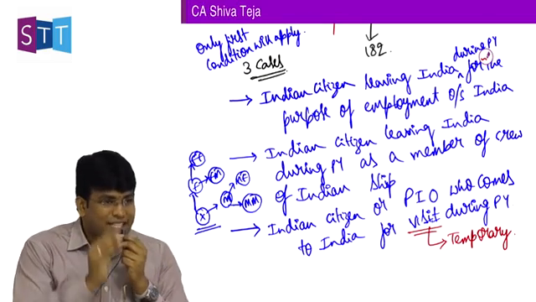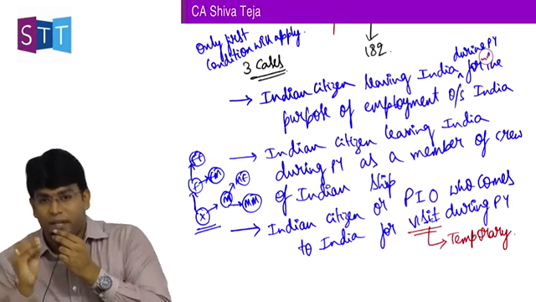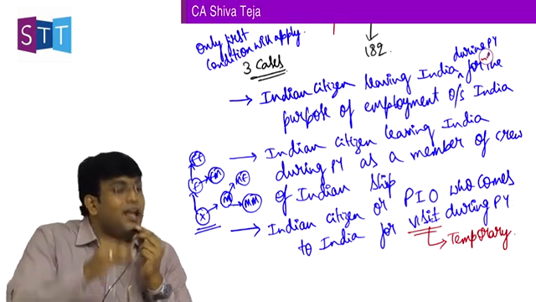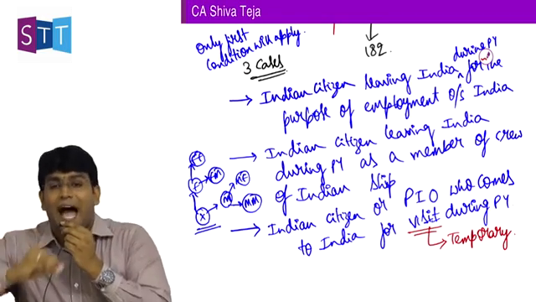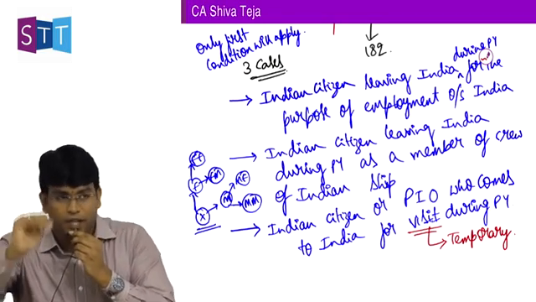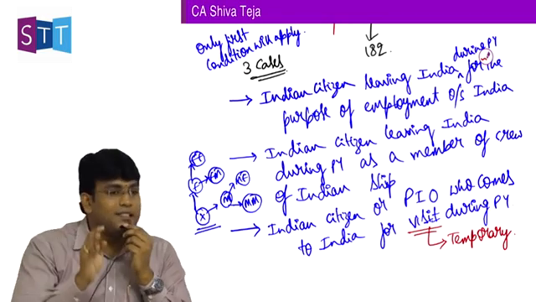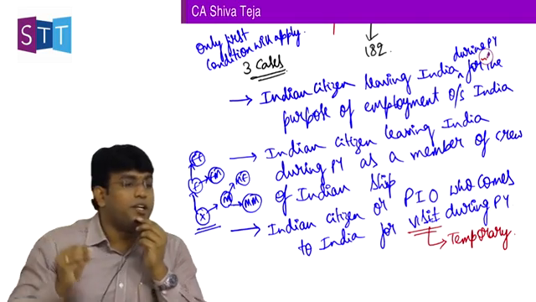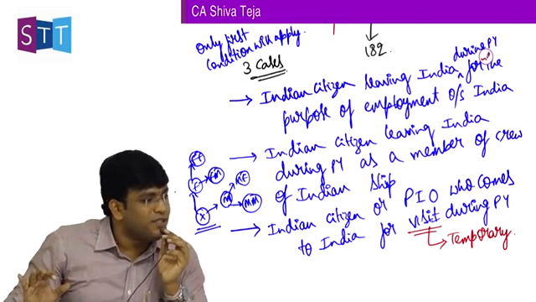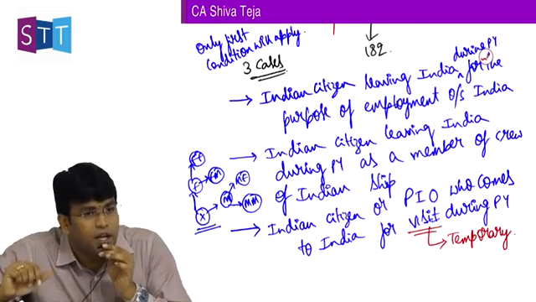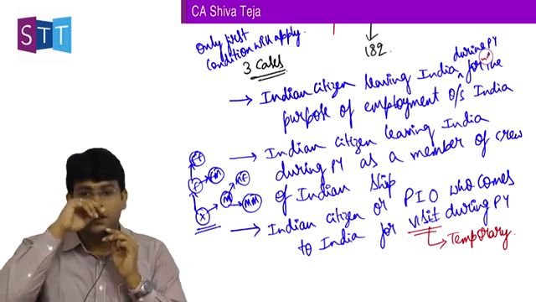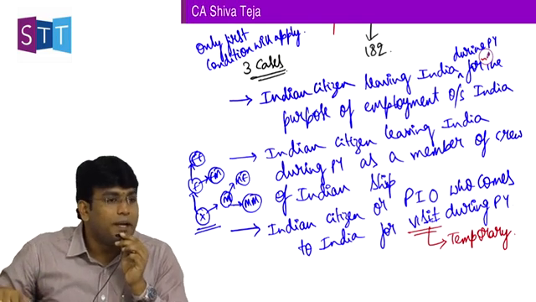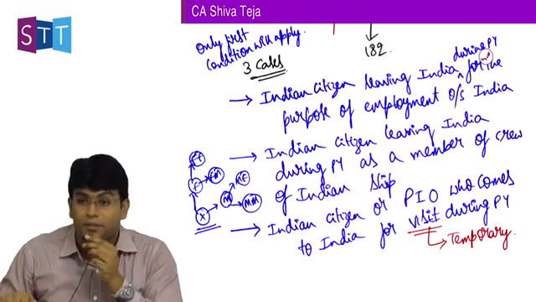Number 1, Indian citizen leaving India during previous year for the purpose of employment outside India. Second, Indian citizen leaving India during previous year as a member of crew of an Indian ship. Stop there. Foreign ship I'll cover very soon. Third, Indian citizen or a person of Indian origin who comes to India for a visit during previous year. Visit refers to what? Temporary nature. Are you getting this, sir? Everybody, my dear friends, speak out something.